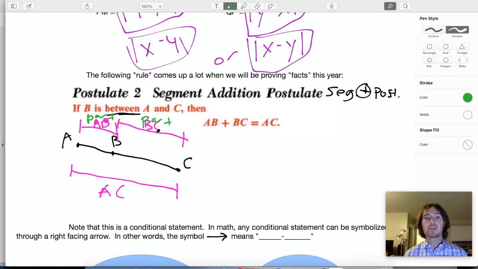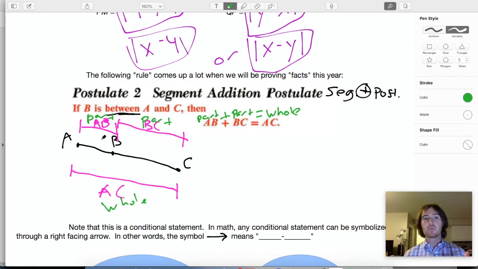Part plus part equals the whole segment. You'll definitely hear me say that out loud quite a bit here. So if B is between A and C, then the part that goes from the endpoint to that point B, plus the other part from that point B to the other endpoint, is going to equal the length of the whole segment AC. This is going to be useful for adding numbers together, which we'll do later.